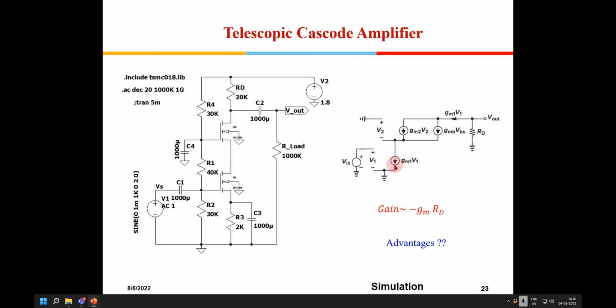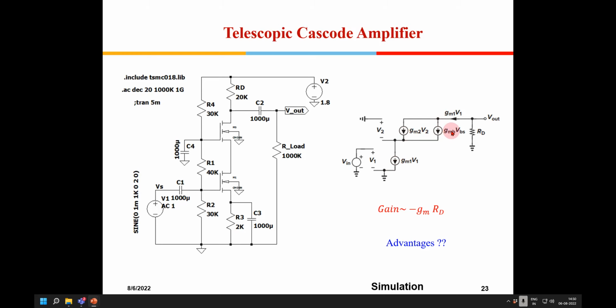See, this is the equivalent circuit. GM V1, right? And this is the equivalent circuit of GM V2, GMB VS. And I can put R0 also here. I have not put that. If I don't put R0, this is the equivalent circuit.